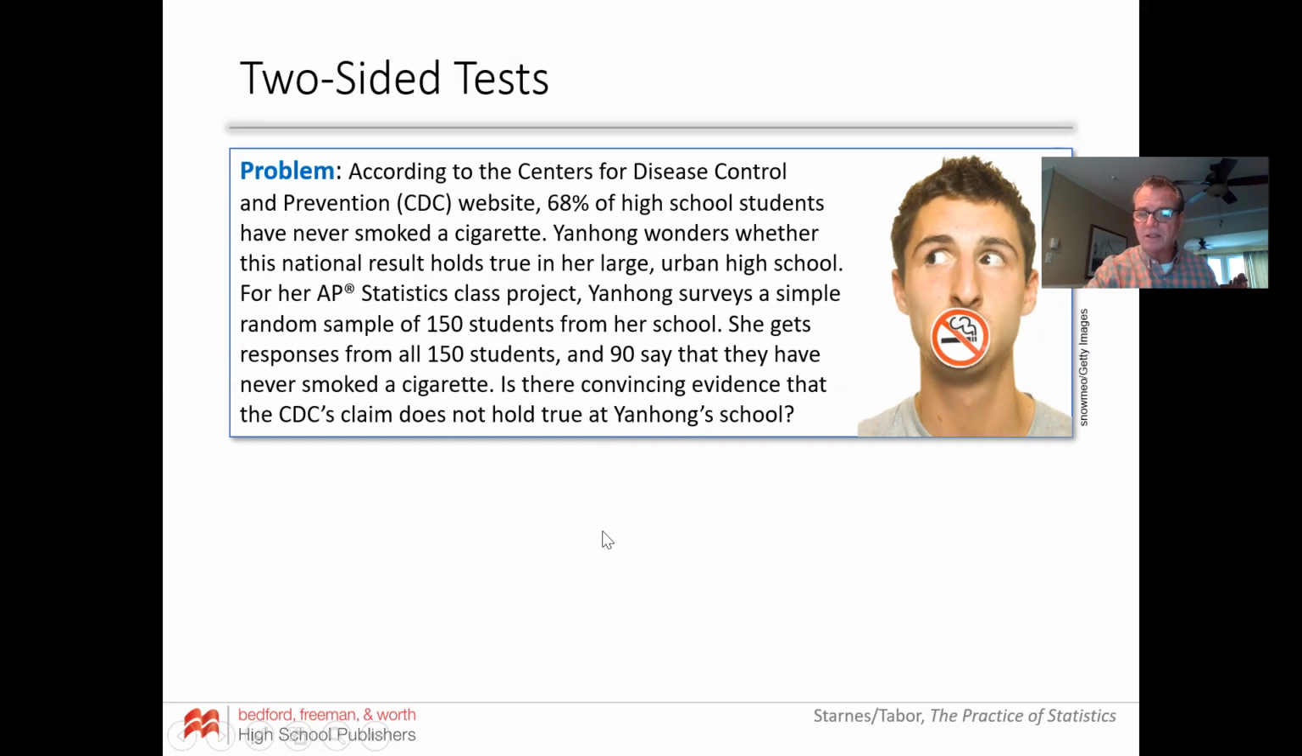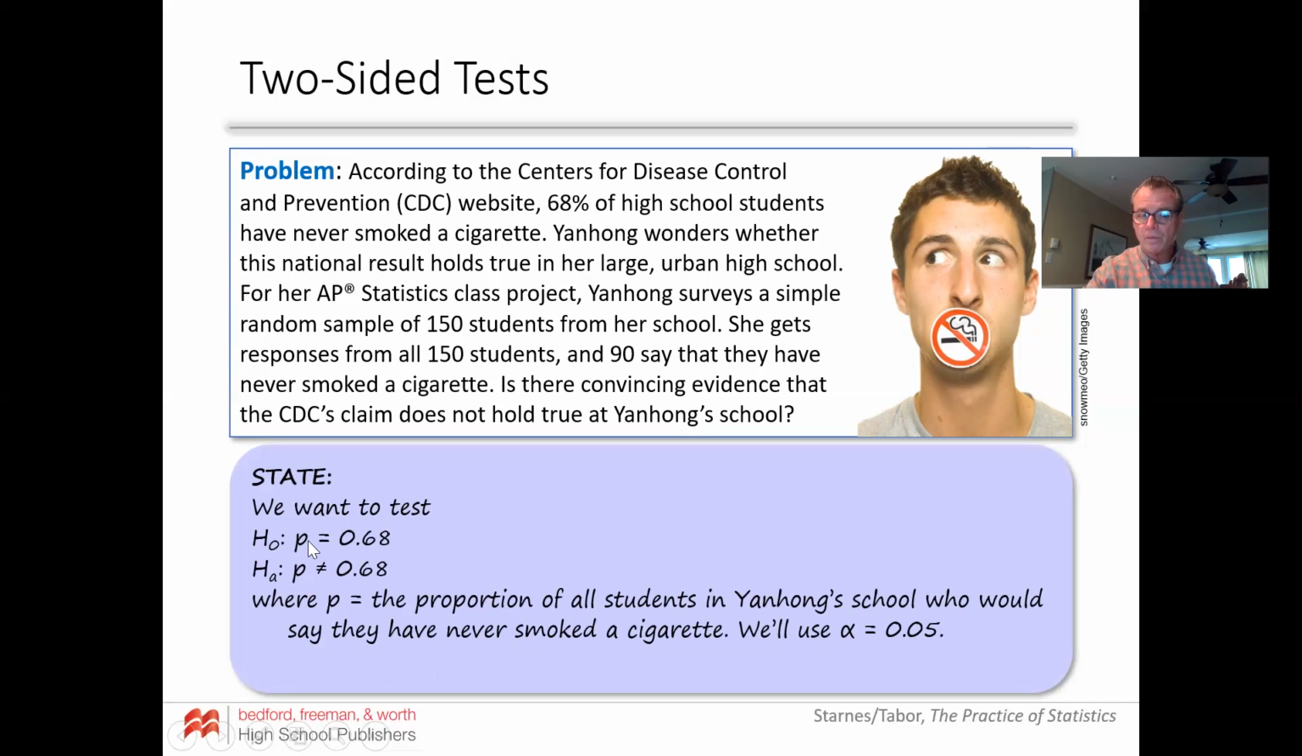Is that convincing evidence that the claim is not true? Like, can you reject the null? What are you doing here? Wonders whether this national result holds true. That means it's a two-tailed test. She doesn't suspect it's over, she doesn't suspect it's under, holds true. So that's telling you when you write this, it's a two-tailed test. The null is the parameter from the government, and the alternate is not equal to.